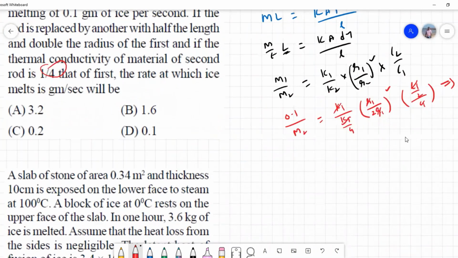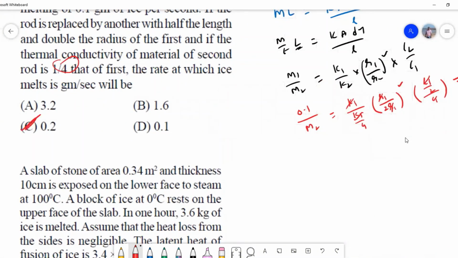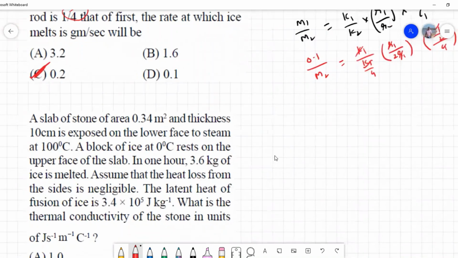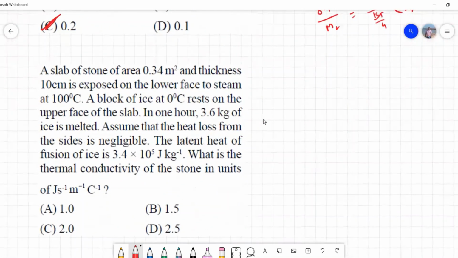So let's check the answer. Yes, option C is the correct answer. It is 0.2 gram per second. So here, this is also based on thermal conductivity only. Now let's move on to problem number 19.